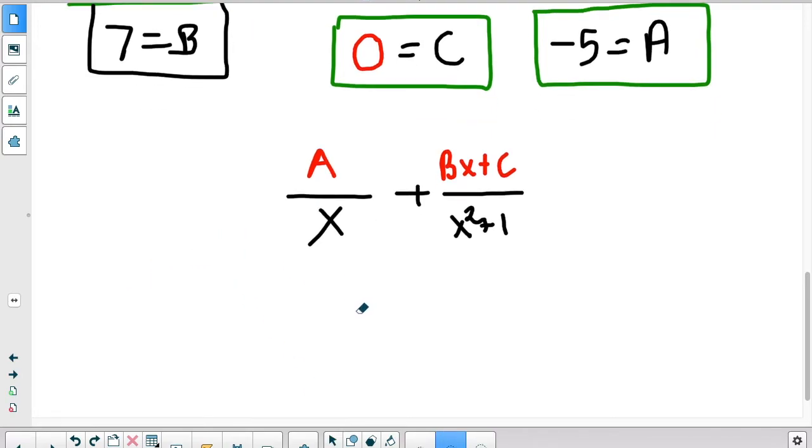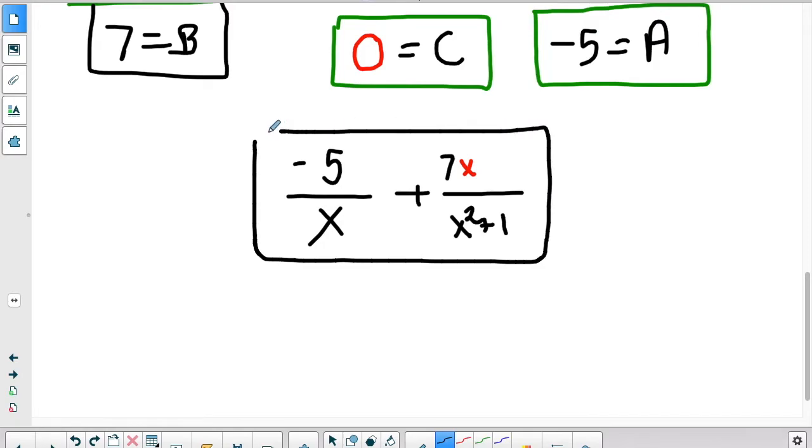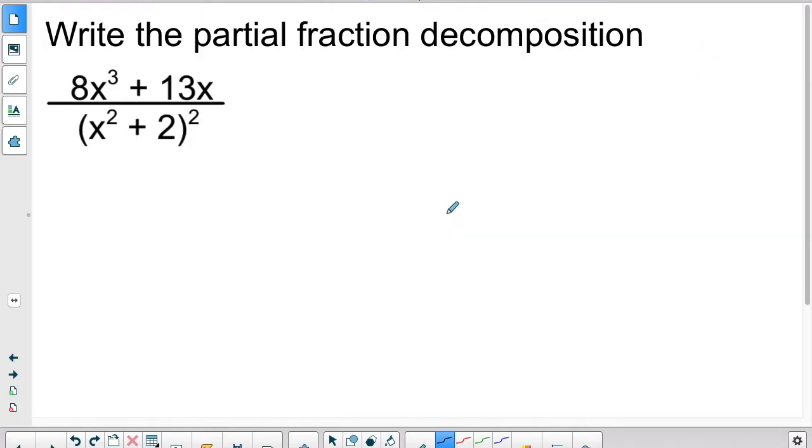So now we can plug back into our partial fraction decomposition. We found out that the value of A is -5. The value of B is 7. And the value of C was 0, so it just goes away. So our answer for this one is -5 over x plus 7x over x squared plus 1. And that's our answer for this. Now we're going to look at two more examples in this section.